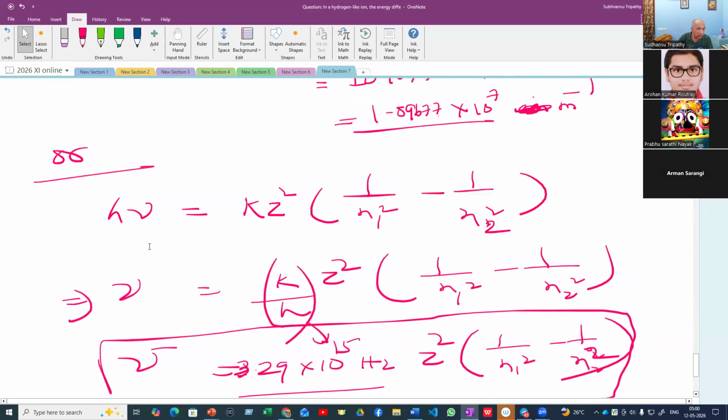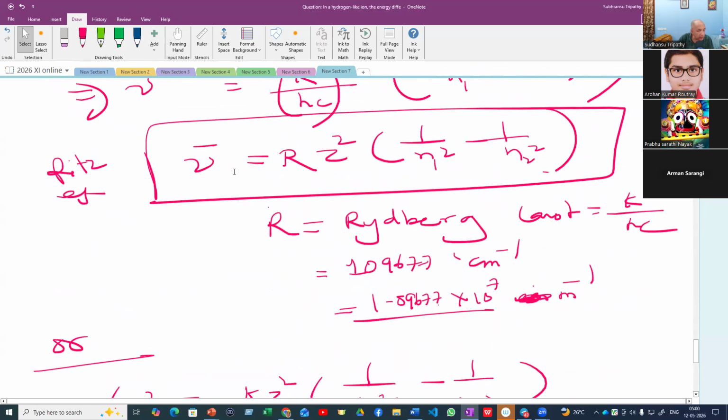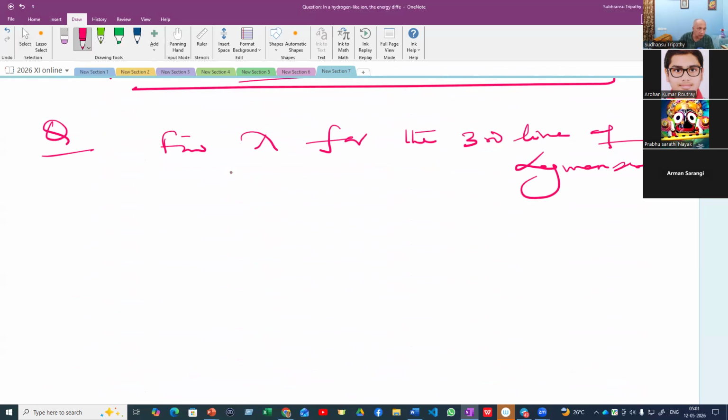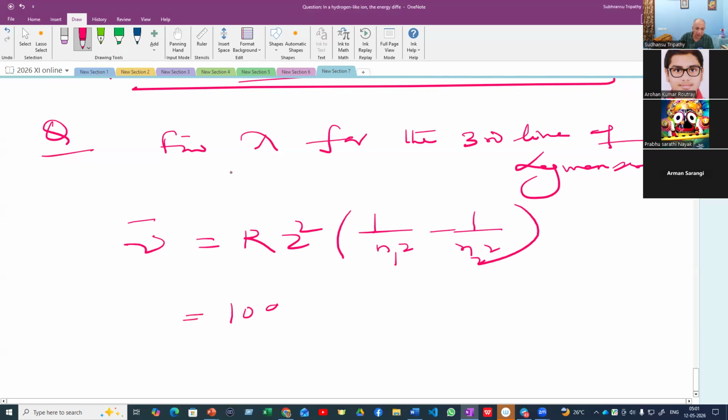First find nu bar, then find its reciprocal, because I am asking you to find lambda, not nu bar. Nu bar, the wave number, and wavelength are reciprocals of each other. So you use the famous Rydberg equation: nu bar is equal to R Z square (Z is 1 for hydrogen atom) into 1 by N1 square minus 1 by N2 square. So 109677, I'm using CGS, centimeter inverse. Z is 1, and this is the third line.